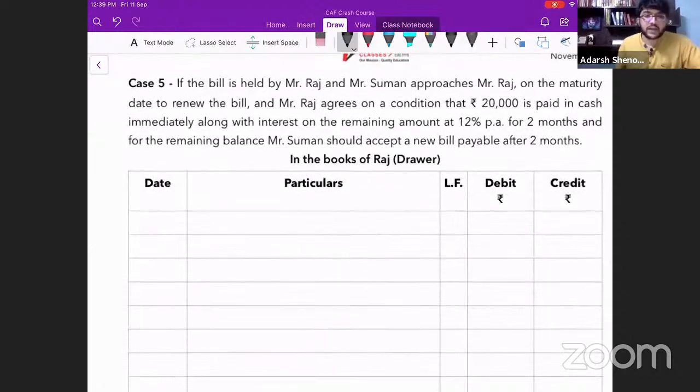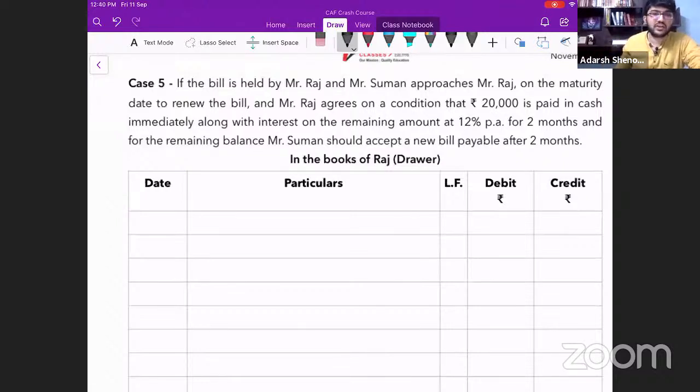Can I go to case 5? Yes. What is case 5? If the bill is held by Mr. Raj and Mr. Suman approaches Mr. Raj on the maturity date to renew the bill, and Mr. Raj agrees on a condition that 20,000 is paid in cash immediately along with interest on the remaining amount at 12% per annum for 2 months, and for the remaining balance, Mr. Suman must accept a new bill after 2 months.